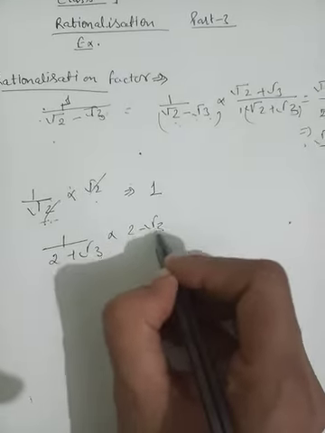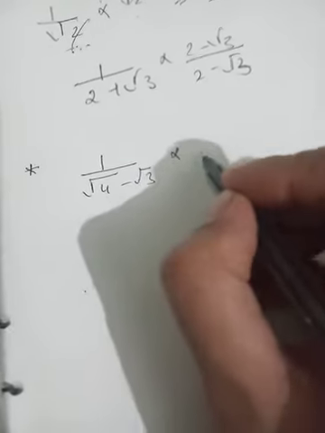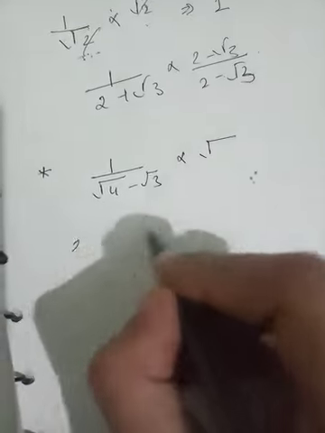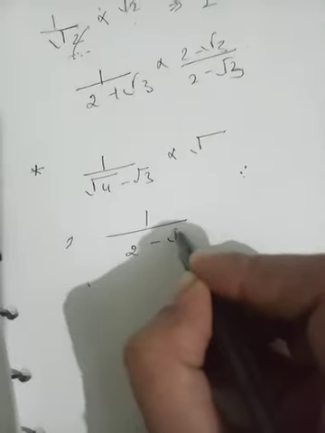Now come to this exercise 3.2. Let this be question number 1: find the value of 1 upon 4 minus root 3. For the rationalization of this number we have to multiply, but root 4 you can write as 2. So you can also write 2 minus root of 3.